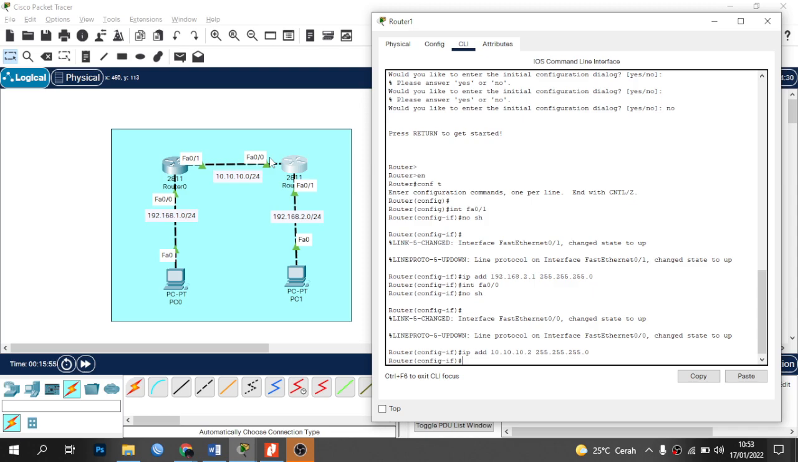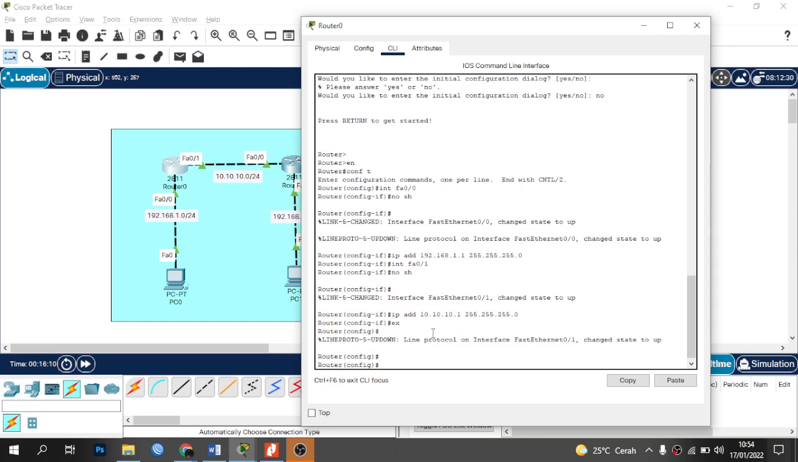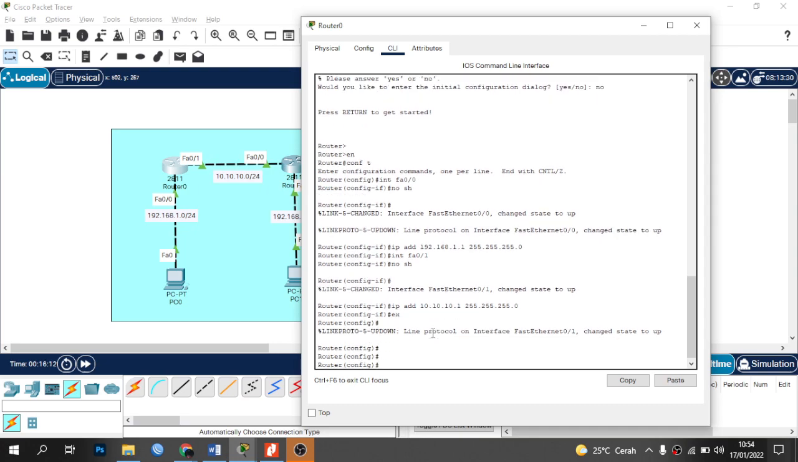Each IP in the interface is done. After that, enter the static routing configuration. For the command, for example, on router 1, enter the command ip route, and next the IP network you want to go to, then the subnet mask.